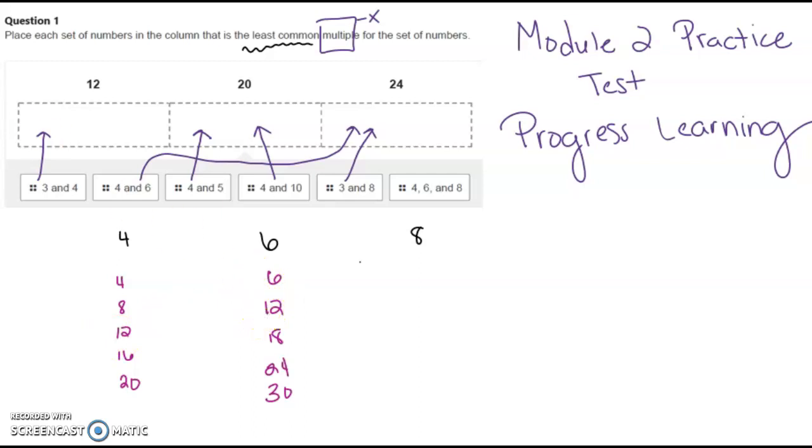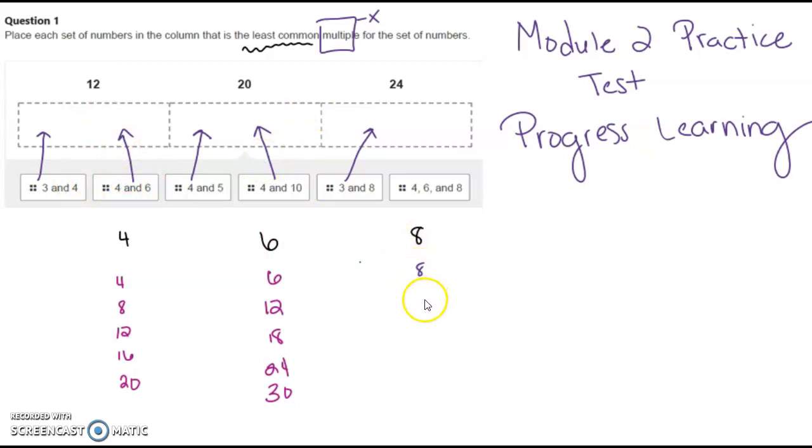Why is this wrong? 4 and 6 should be in here. Sorry. They both share a 12, but we still need to match up with the number 8 as well. By the way, 4 and 6 should be in that category. I'm sorry. So let's go ahead and do factors of 8, or multiples of 8.